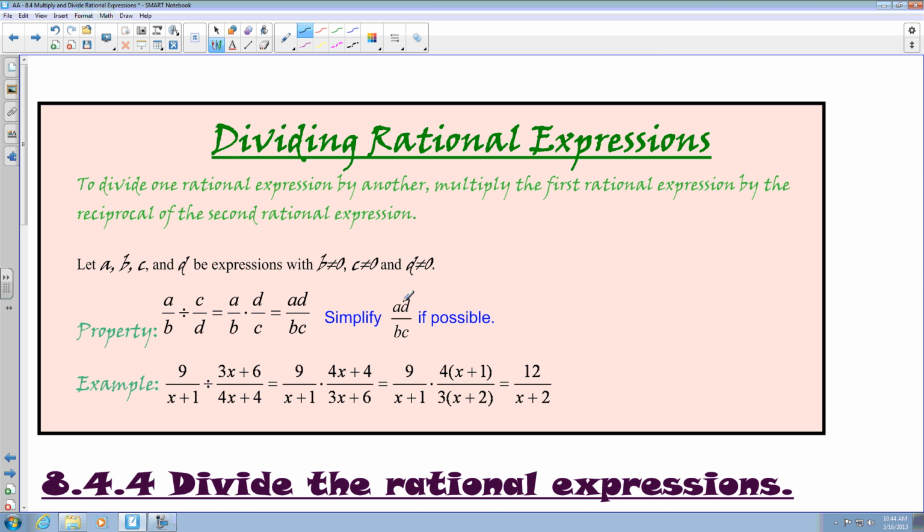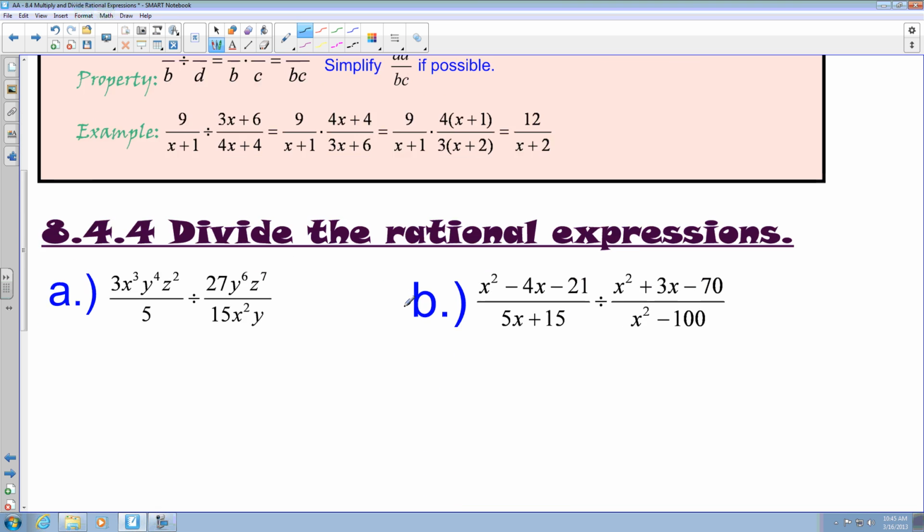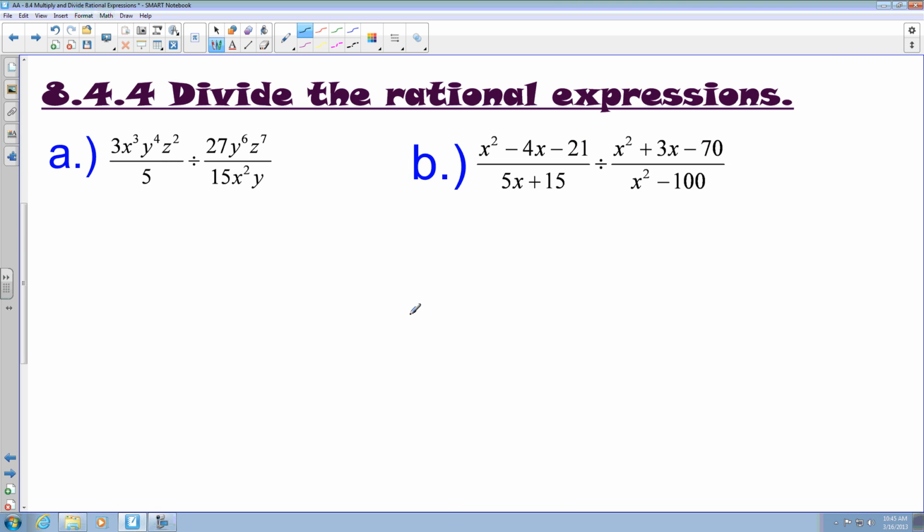Next up, we're dividing rational expressions. When dividing, it's the exact same thing as multiplying. You're still going to multiply, except you're going to multiply by the second value's reciprocal. So if I have 3x cubed y to the fourth z squared divided by 5, all of which is divided by 27 y to the sixth z to the seventh divided by 15x squared y, you're going to keep the first value the same. We're going to go 3x cubed y to the fourth z squared divided by 5. Then we're going to multiply by its reciprocal.